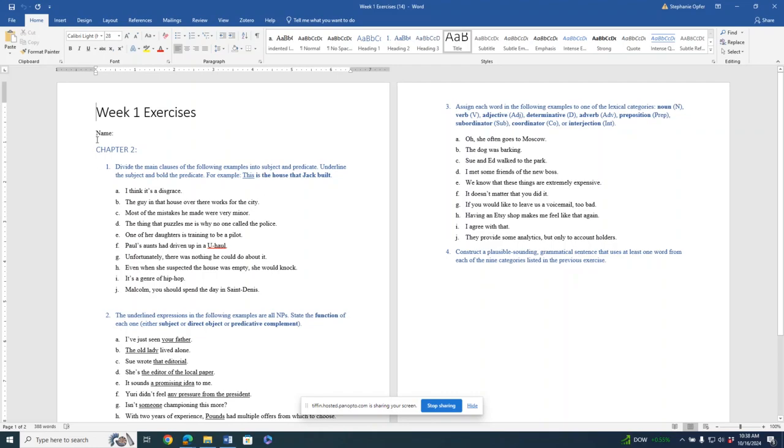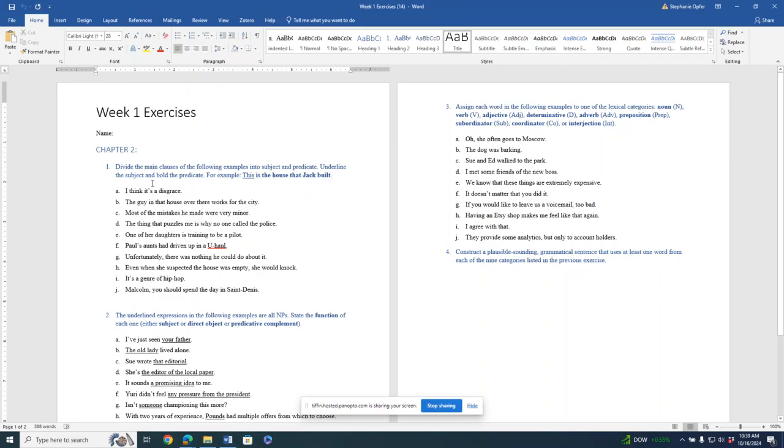Okay, so you have a space for your name. And then in this particular week, we have 4 sections. In the first section, all it is asking you to do is find the subject and the predicate. Divide the main clauses of the following examples into subject and predicate. Some of them might have more than one clause, but you want to look for the main clause. And then underline the subject and bold the predicate. So I give you an example here. This is the subject, and that main clause, the rest, is the predicate.